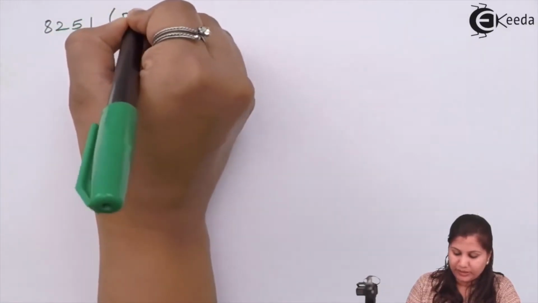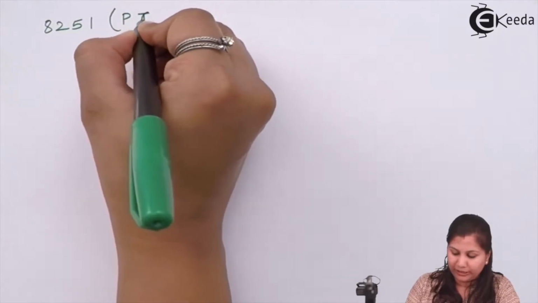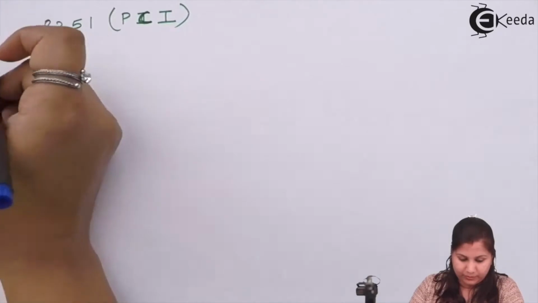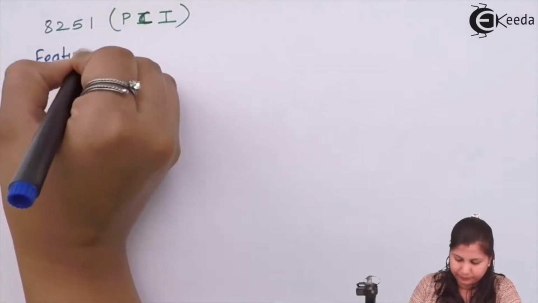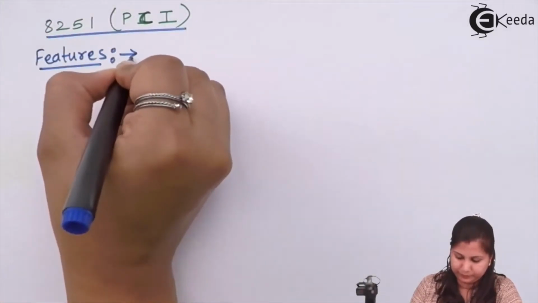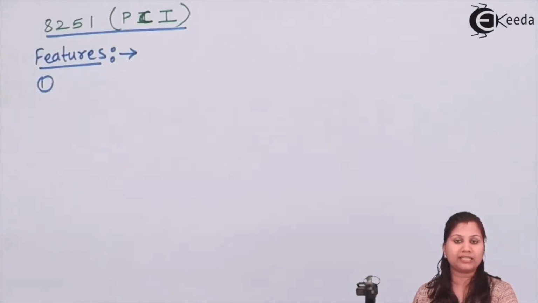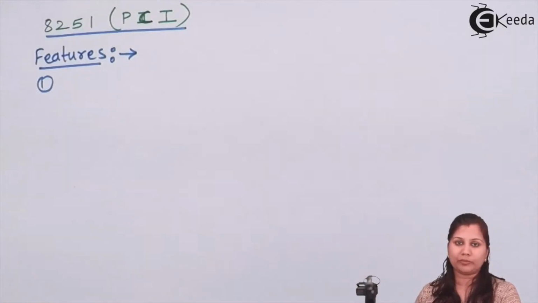The 8251, which is known as the Programmable Communication Interface, that is PCI. This 8251 was developed by Intel as a communication interface for the microprocessor. It can be used for all the families of the microprocessor like 8080, 8085, 8086, 8088. So it is compatible with all the microprocessor family.